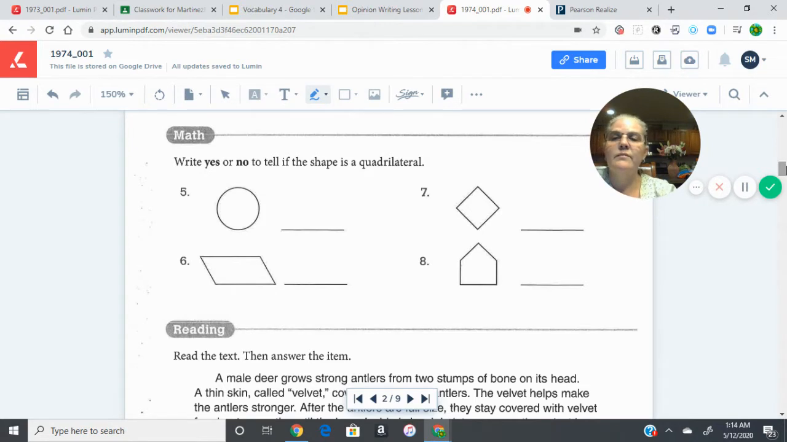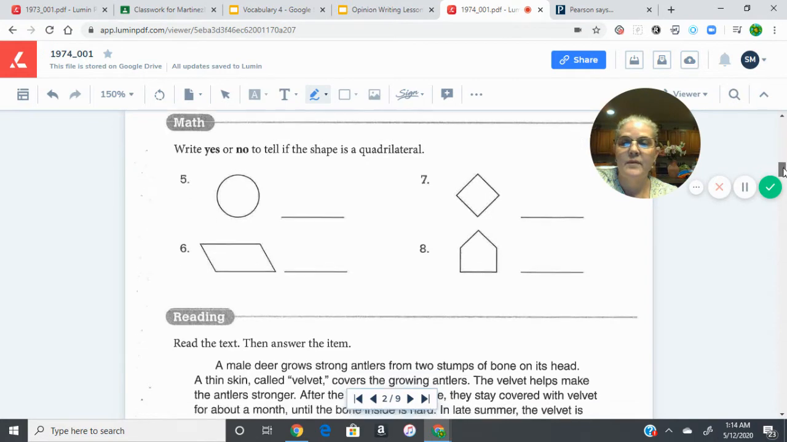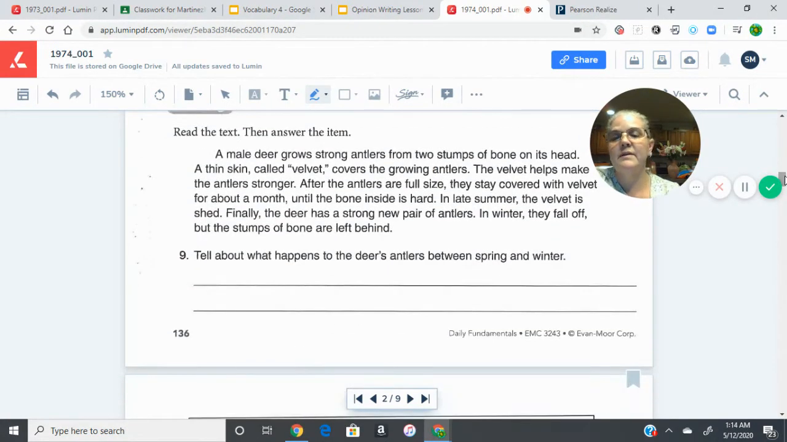Numbers 5 through 8, we're going to write yes or no to tell if the shape is a quadrilateral. Remember the beginning of the word quad means 4. So you're looking to see. We have a circle. We have a rhombus. We have a parallelogram. We have a pentagon. So are they quadrilateral? And the last one. Tell about what happens to the deer's antlers between spring and winter.